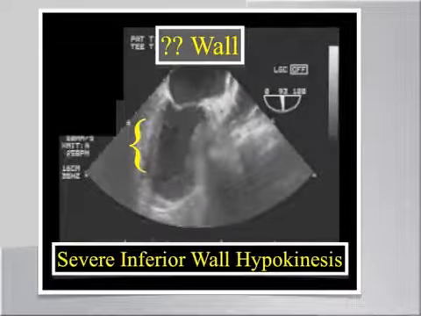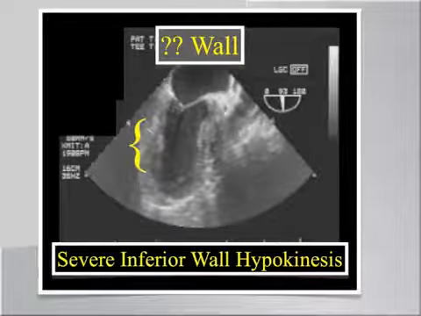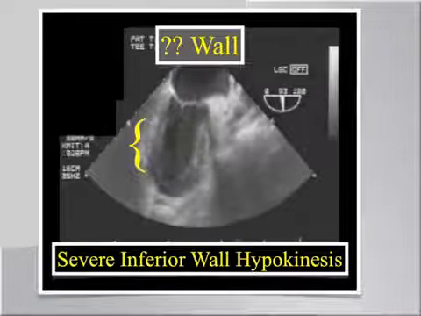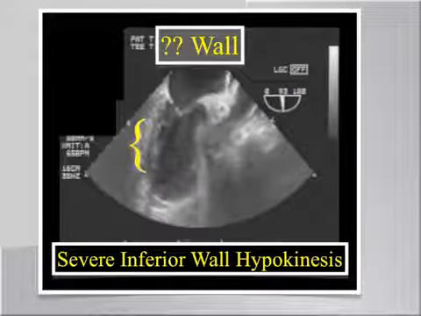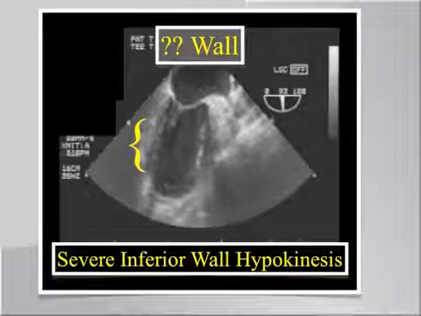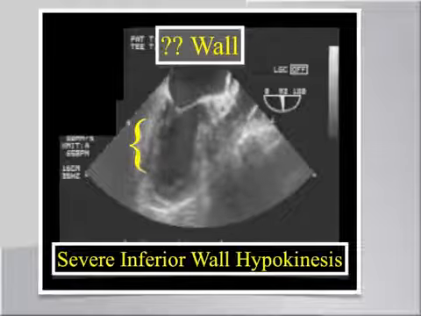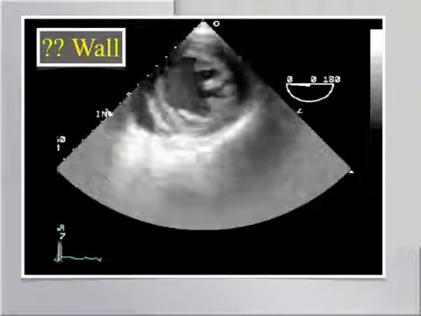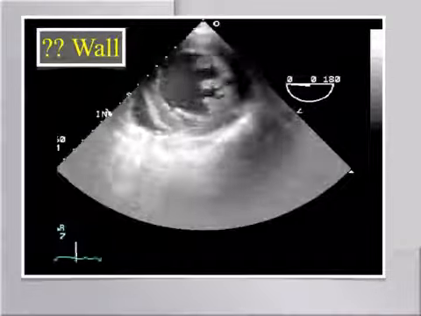In this mid-esophageal two-chamber view, we see severe inferior wall hypokinesis, delineated by the bracket. This is on the border of akinesis. Identify the view and wall motion abnormality.